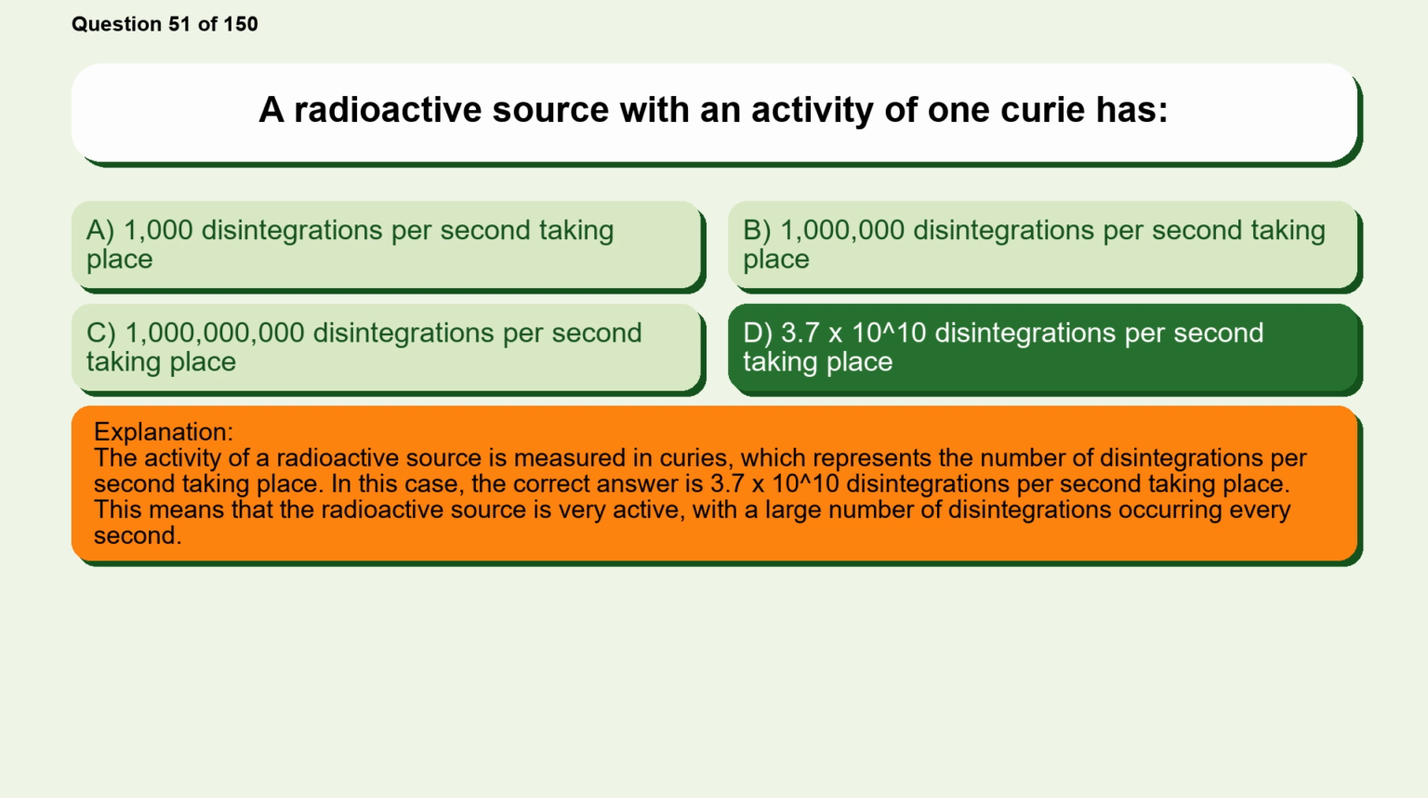The activity of a radioactive source is measured in curies, which represents the number of disintegrations per second taking place. In this case, the correct answer is 3.7 times 10 to the power of 10 disintegrations per second taking place. This means that the radioactive source is very active, with a large number of disintegrations occurring every second.